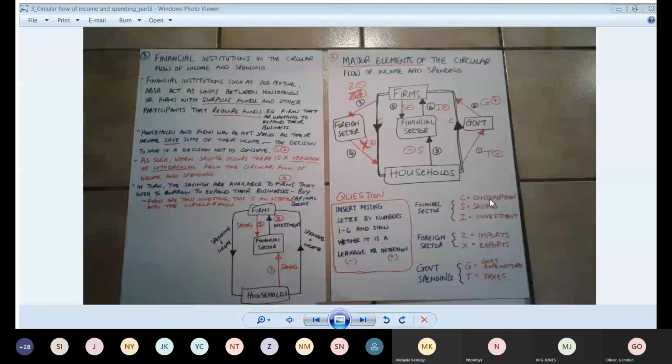No, actually, my question was with regards to the pensions, the government pensions. The government pensions, do we consider that a leakage, or do we consider that as an injection? That was the question. In terms of saving, yes.